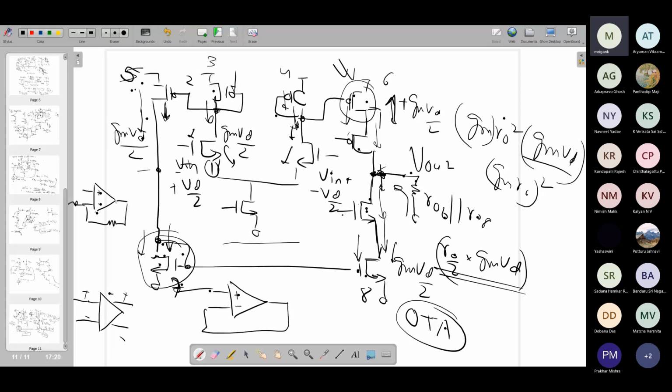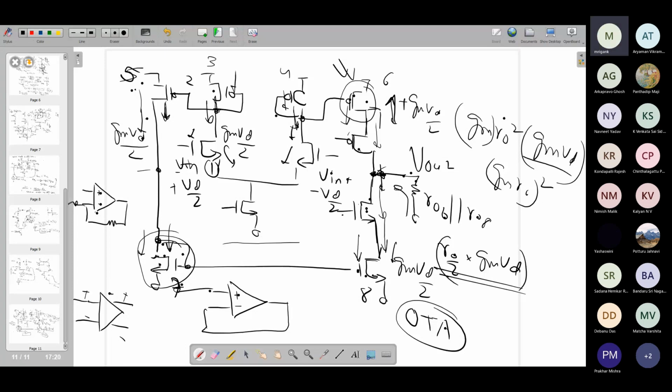So even in case of single-ended output, the responsibility for rejection of common mode is on the first stage. That should be clear.